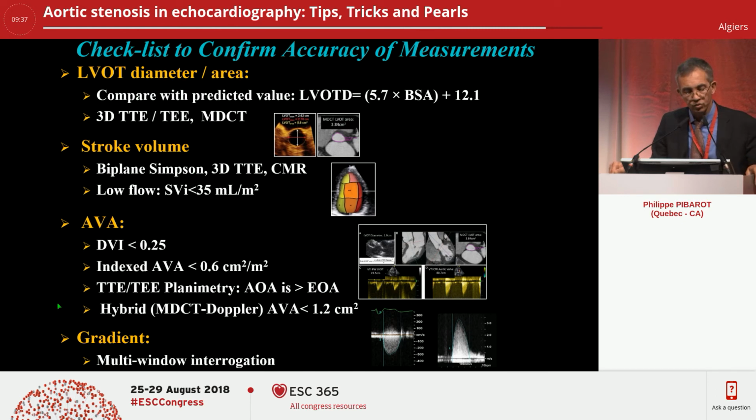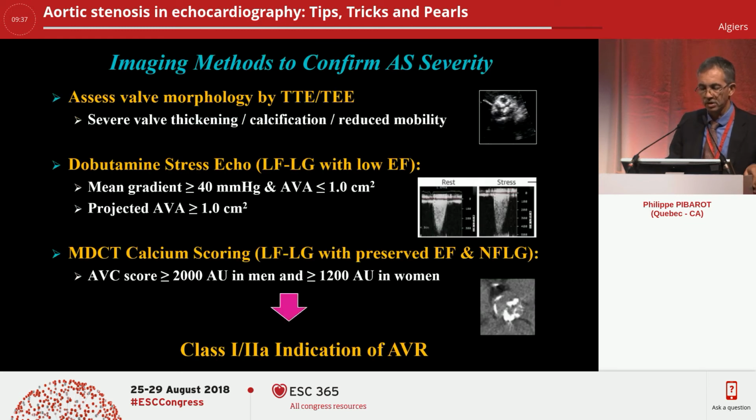And also you can use this hybrid CT/Doppler valve area, but remember to use a larger cut point, 1.2, not 1. And for gradient, I just have one recommendation, but it is important: multi-window interrogation. Don't forget the right parasternal border.